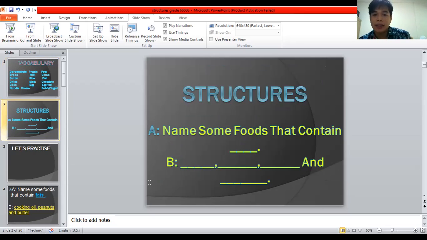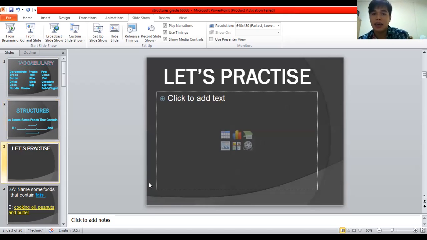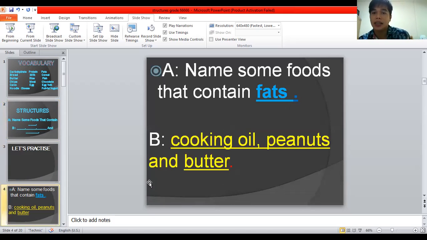For our sentence structures, I will say, name some foods that contain blank, blank, blank, and blank. Let's have a practice. Are you ready? Let's try. I will say, name some foods that contain fats. And you are going to answer cooking oil, peanuts, and butter.